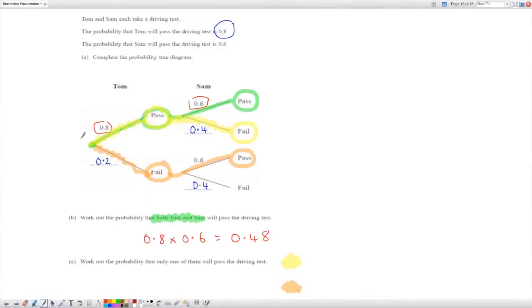So taking a look at the associated probabilities. First, for the yellow route, 0.8, 0.4. Write out your working out, your calculations. And here for the orange route, 0.2 multiplied by 0.6 gives us our probability of 0.12. Adding these together gives us our total probability of 0.44.